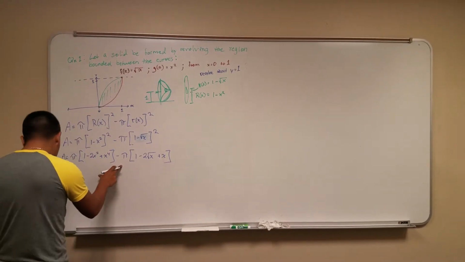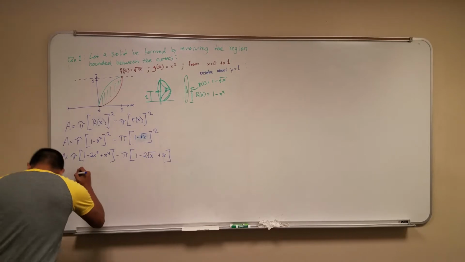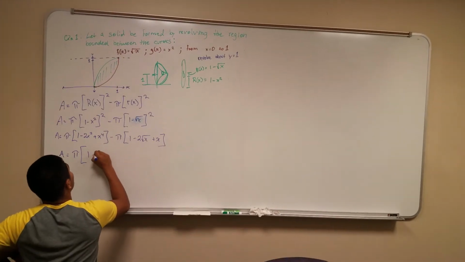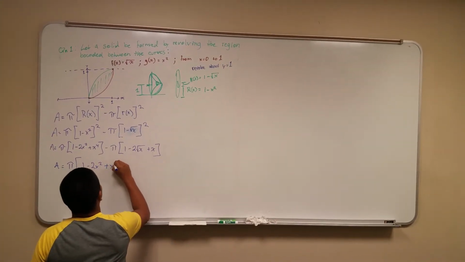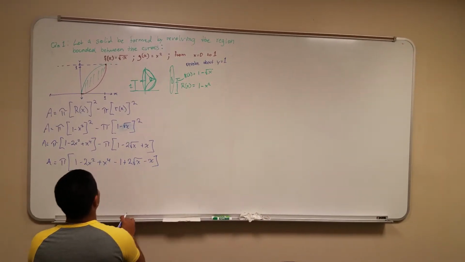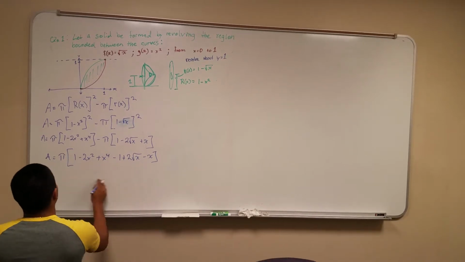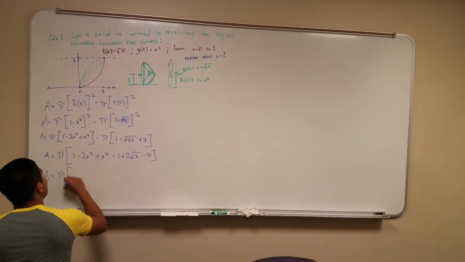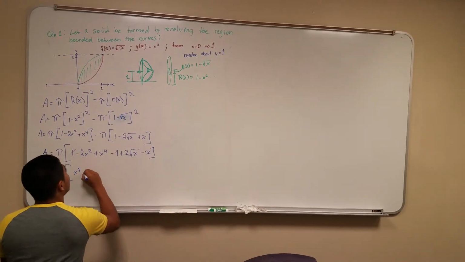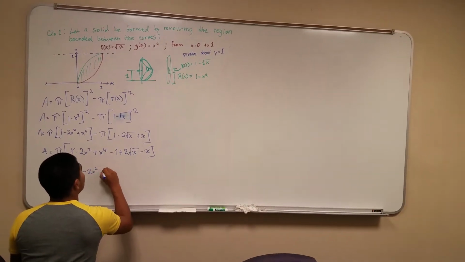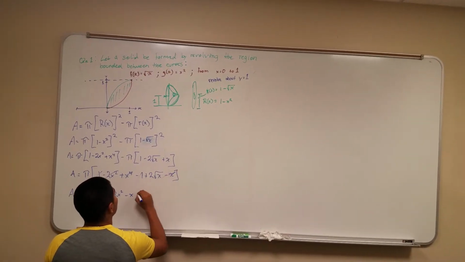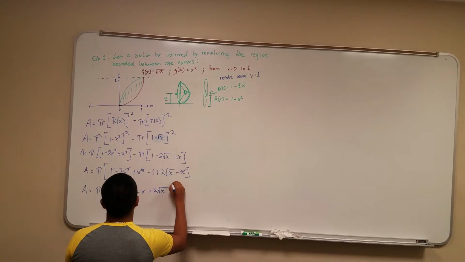Since we have both pi's right here, we can combine them to become A is equal to pi times (1 minus 2x squared plus x to the 4th minus 1 plus 2 square root of x minus x). And that's our whole thing. Then we can further simplify it: 1 and 1 cancel. So we can rearrange this to x to the 4th minus 2x squared minus x plus 2 square root of x.